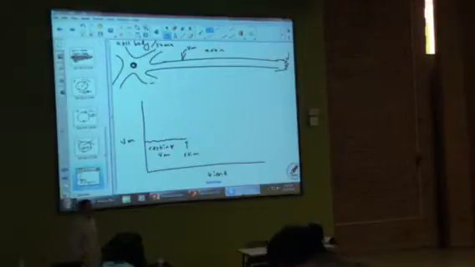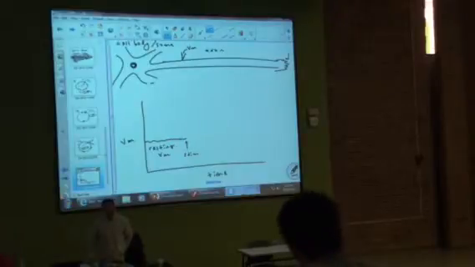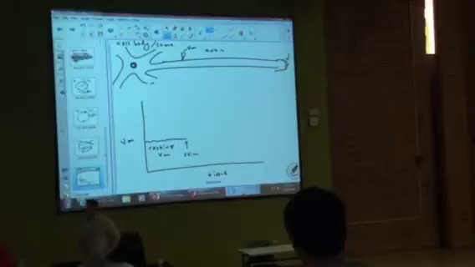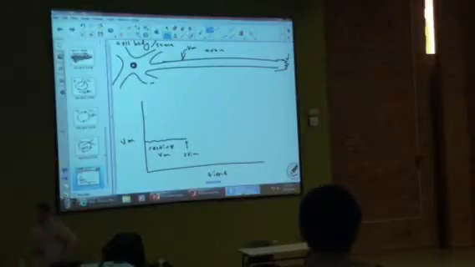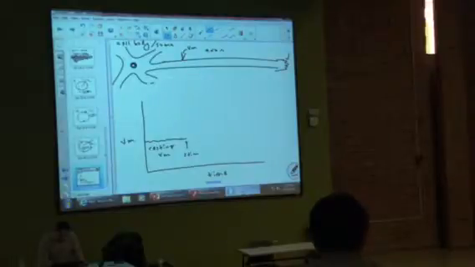Now, right here at that point, we're going to stimulate the cell. What's going to happen to membrane potential? Does it get more positive or more negative when we stimulate it? It gets more positive. What's another name for that? Depolarize. We're going to depolarize the membrane right there at that spot.